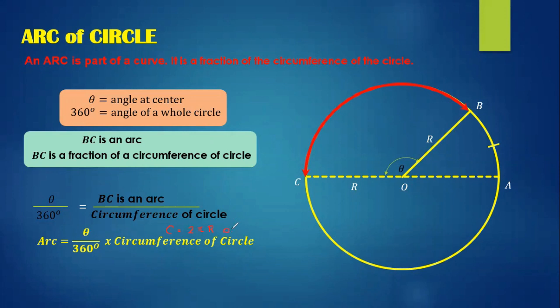or the circumference of a circle is pi times diameter, right? You can find the length of arc BC: theta over 360 degrees times the circumference of the circle, or 2 pi r. So the arc BC is theta over 360 degrees times 2 pi r. So that's the formula of arc of a circle.